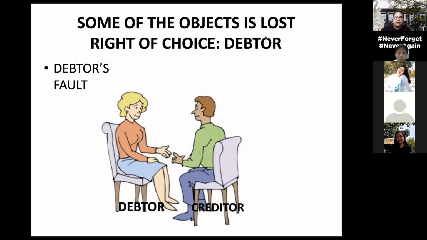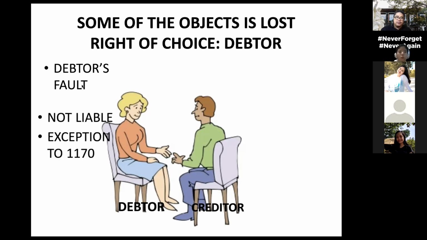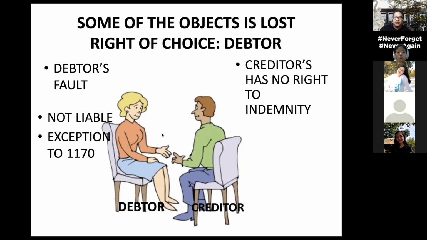This is the scenario. So, if it is at the debtor's fault, and the debtor is the one who has the choice, not liable if there is what we call fortuitous event. Okay? Loss is made not because of fault, but because of fortuitous event, then the debtor will have no liability, assuming that the objects, again, are specific. So the creditor has no right to indemnity.